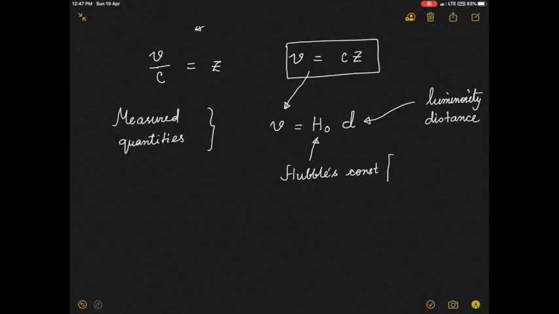Okay, there are very precise values of the Hubble constant as measured today, but roughly the value is 70 kilometer per second per megaparsec. And you can see immediately from Hubble's plot why this is a peculiar unit, because velocity is measured in kilometer per second and d is measured in megaparsec. So H naught has a unit of kilometer per second per megaparsec.